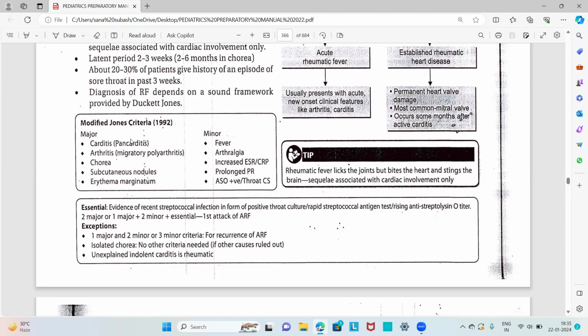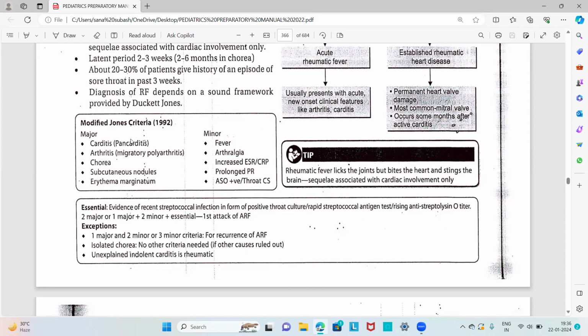And for all the population, the initial episode of acute rheumatic fever is diagnosed by two major or one major plus two minor criteria. And to diagnose a recurrent episode of acute rheumatic fever, there will be two major, or one major plus two minor, or three minor criteria.